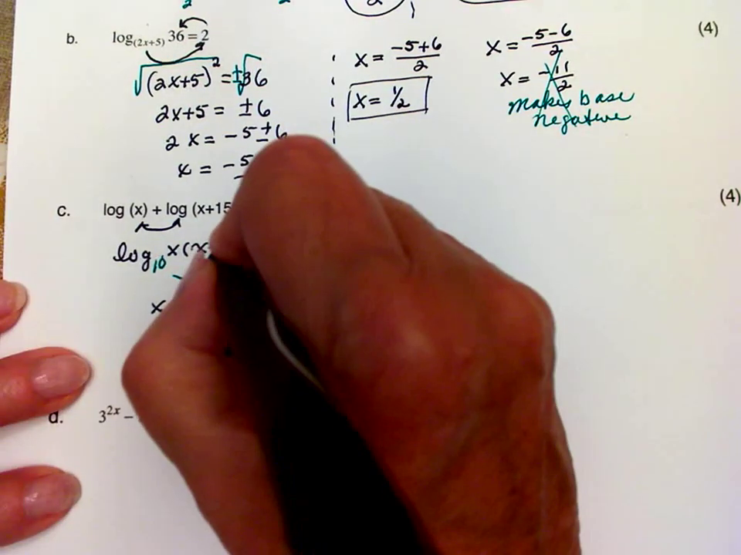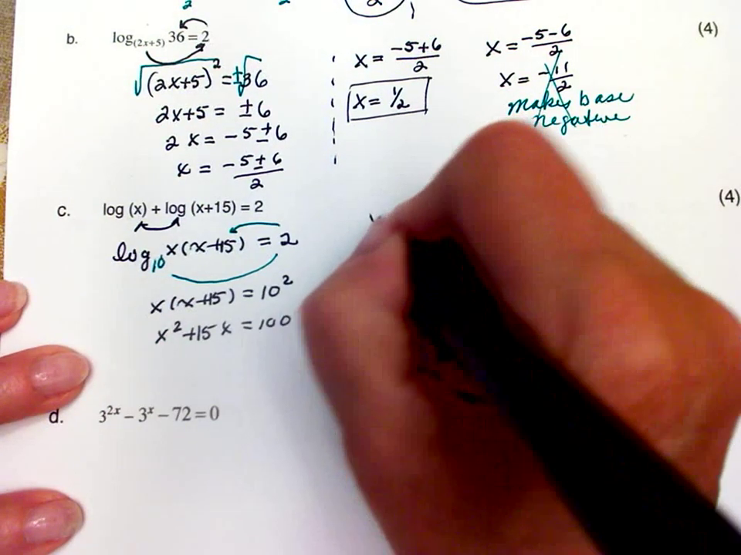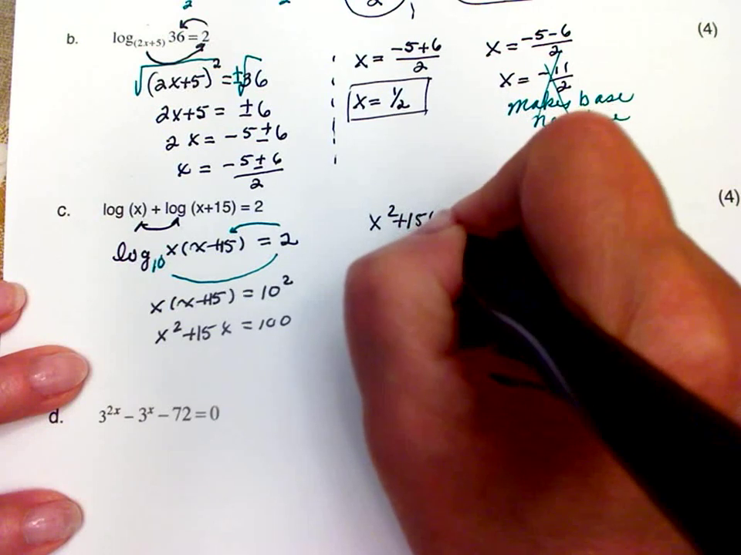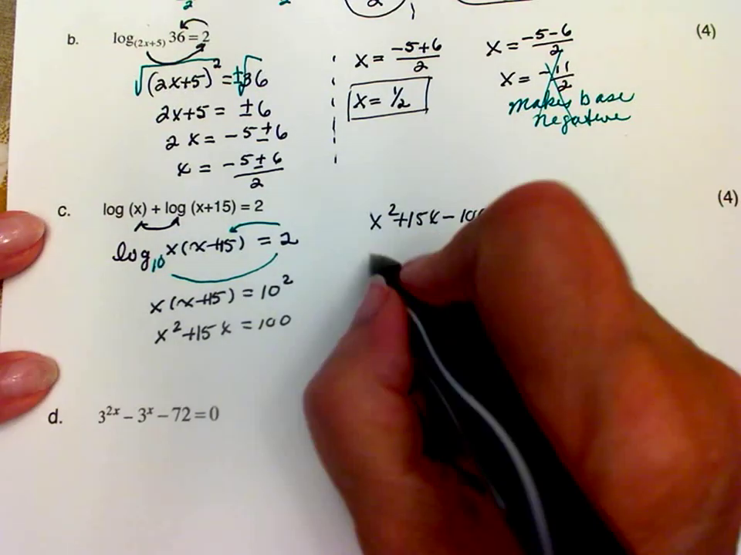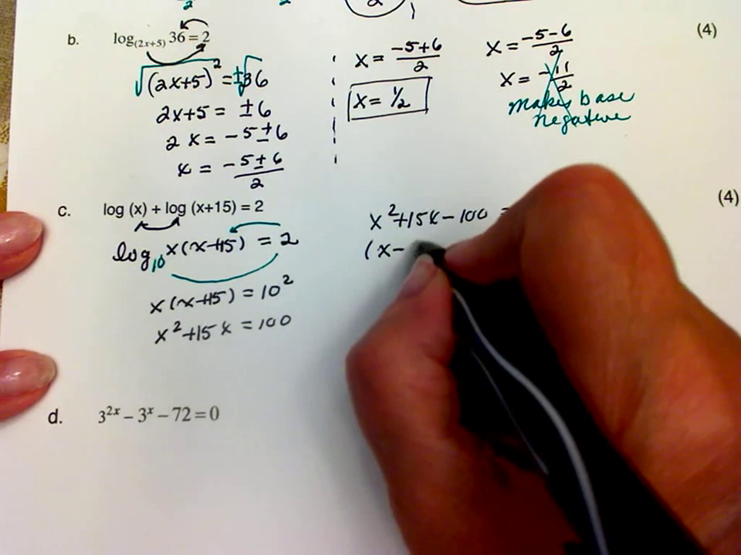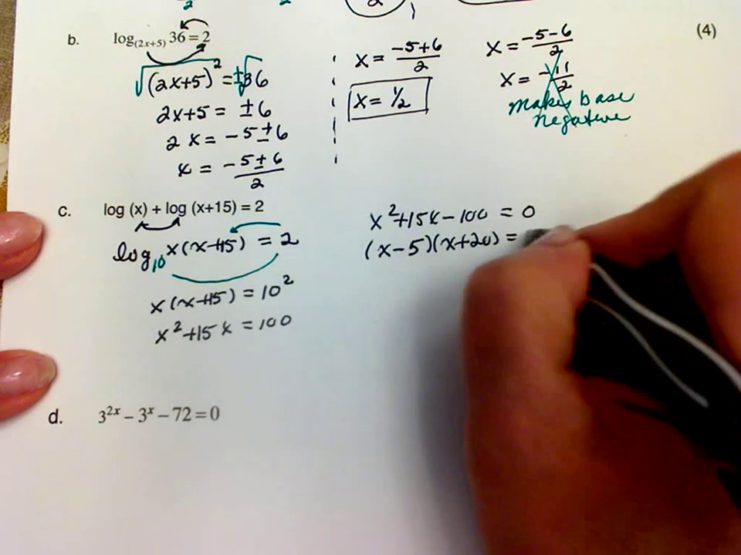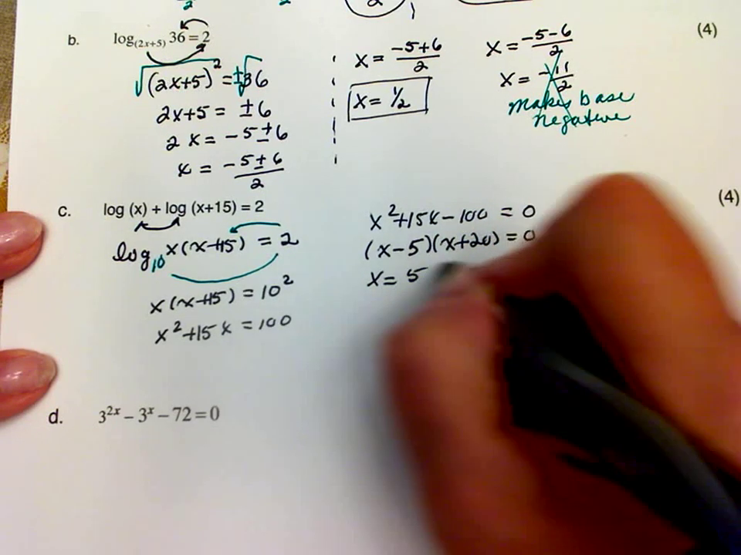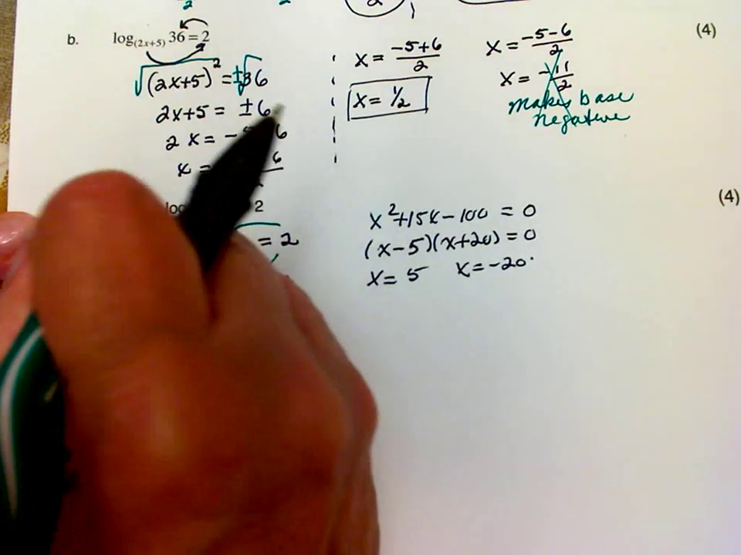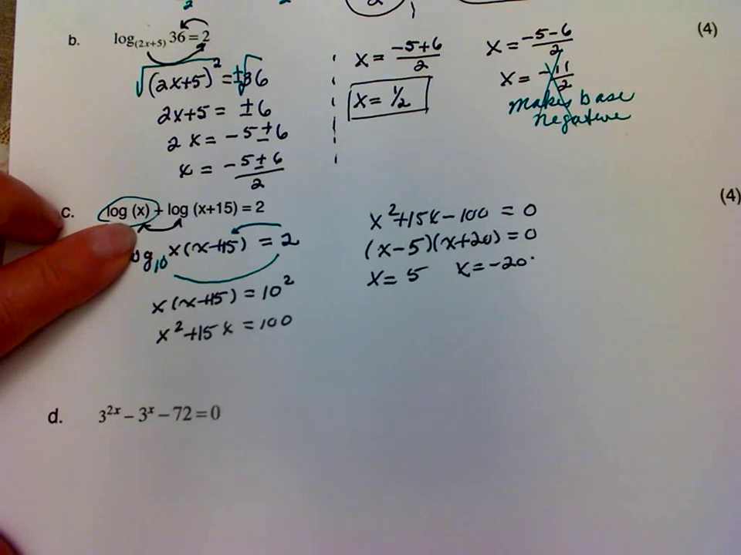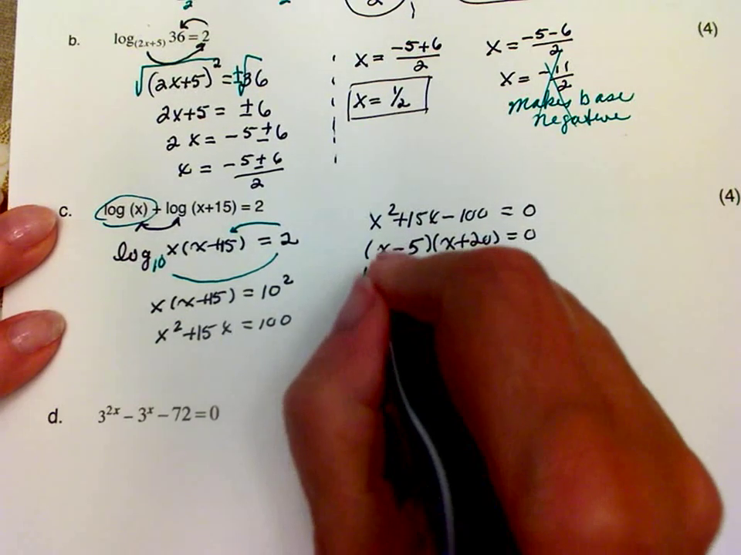And actually it should be 15, not 5. So that x squared plus 15x minus 100 equals 0. This factors into (x minus 5) and (x plus 20) equals 0. So x is 5, x is negative 20. Now, because I have just the single log of x here, I'd be taking the log of negative 20. Can't take the log of a negative number, so the answer would be x equals 5.